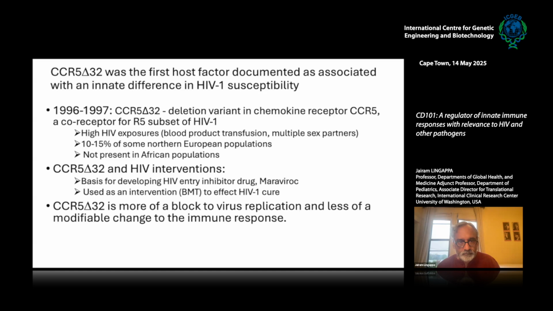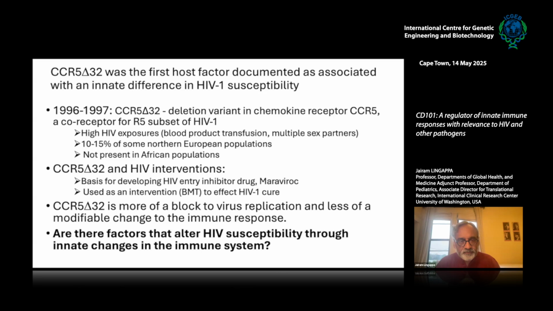But in some ways, CCR5 delta 32 is more of a block to virus replication and less of a change to the immune response. And so the question remained: are there factors that alter HIV susceptibility through innate changes in the immune system?